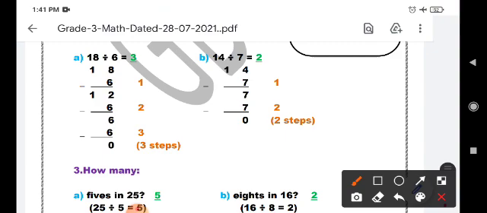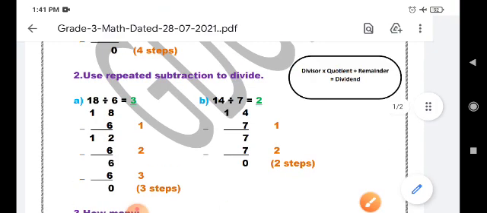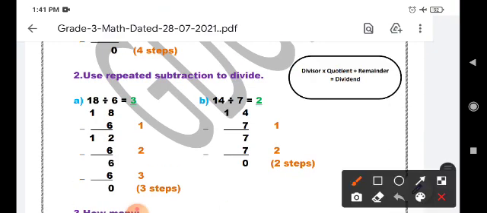Question 2 is use repeated subtraction to divide. Okay, this is the same. Like 18 divided by 6. What we are going to do? Repeatedly we are going to subtract 6. We will get 18 minus 6 is 12. Then 12 minus 6 is 6. 6 minus 6 is 0. Here we are going to stop because now we have obtained 0. That is the stopping mark.